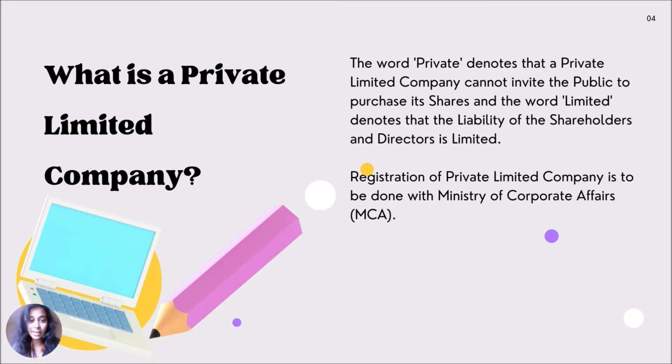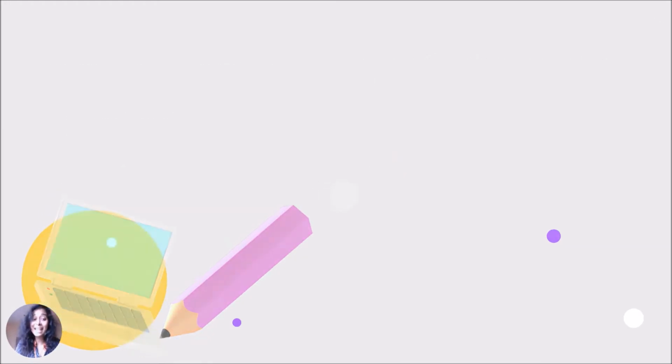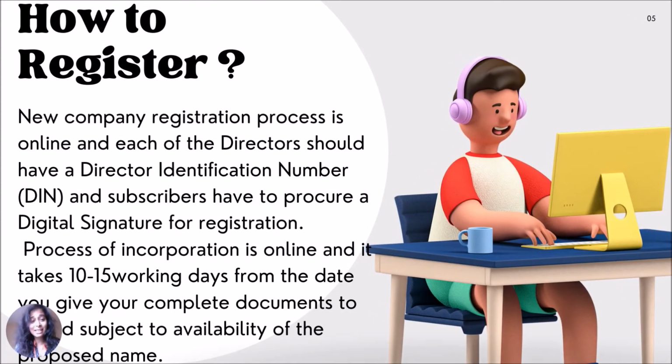The word private denotes that a private limited company cannot invite the public to purchase its shares, and the word limited denotes that the liability of the shareholders and directors is limited. Now, if you want to register a private limited company, registration needs to be done with the Ministry of Corporate Affairs, that is MCA. Now, let us understand how to register a private limited company.